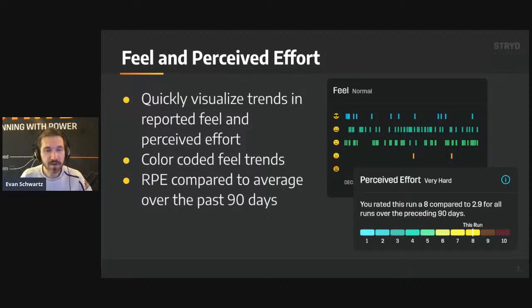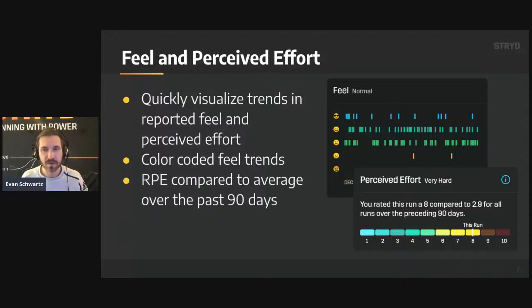Feel and perceived effort. This is going to be one of those ones, again, where you have to tag your run and tell us. It is only as powerful as you giving us information and letting Stryd know about how you're feeling and how you perceive that effort. You can quickly visualize trends in reported feel and perceived effort. There are color-coded field trends along with some nice emojis on the left-hand side. You can see ranging all the way from feeling bad, poor, normal, good, or great. I like the great emoji because it has some cool sunglasses that it's rocking. And then you can compare your RPE compared to the average over the past 90 days.